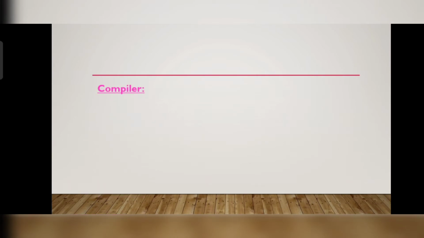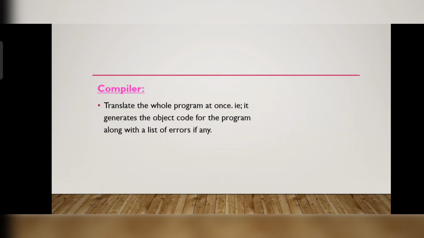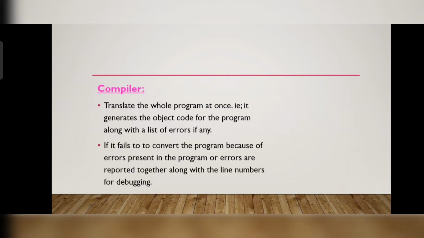Compiler. It translates the whole program at once. That is, it generates the object code for the program along with a list of errors if any. If it fails to convert the program because of errors present in the program, errors are reported together along with the line numbers for debugging. Okay.